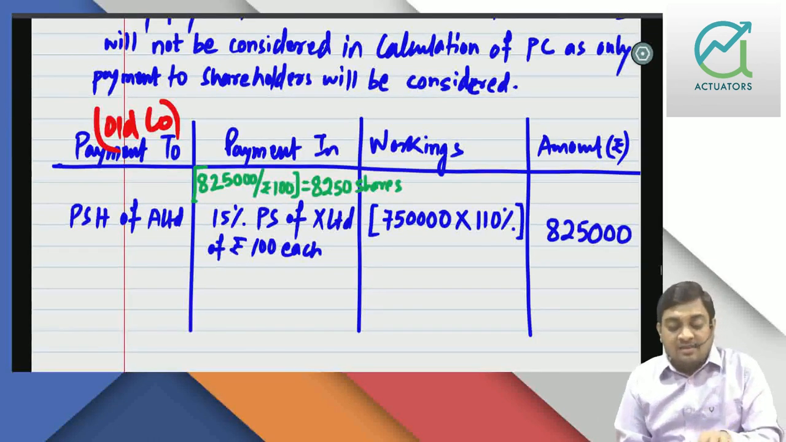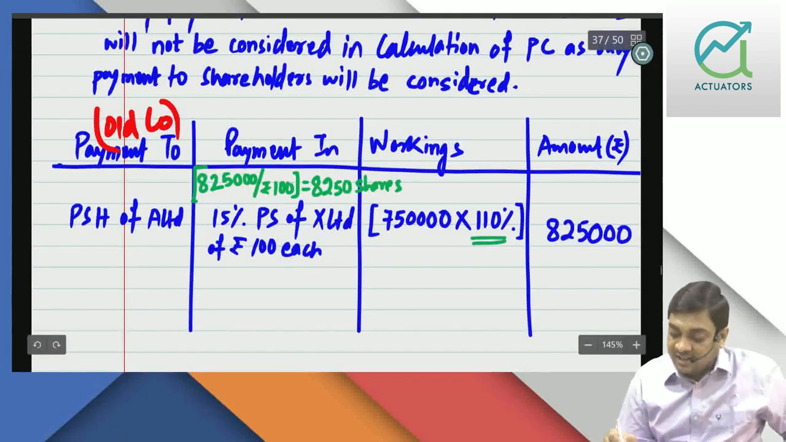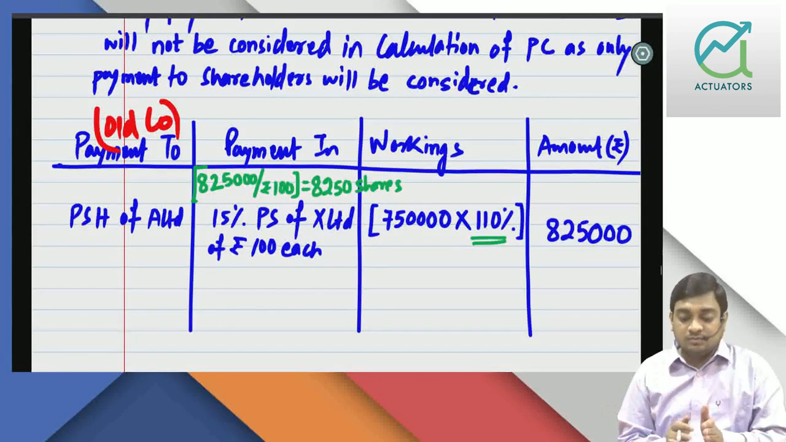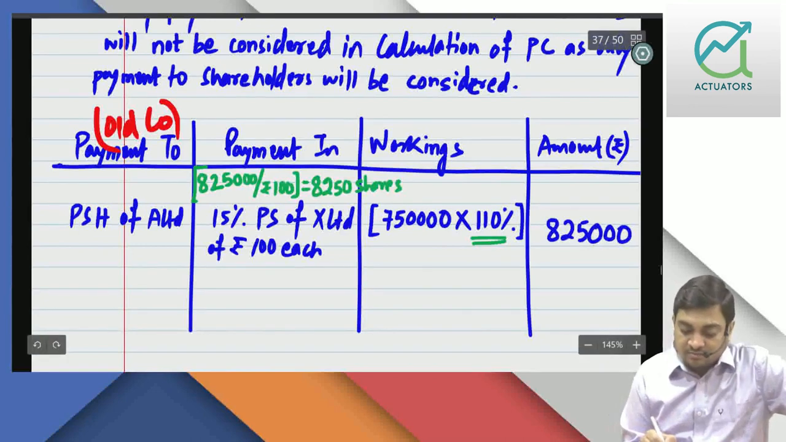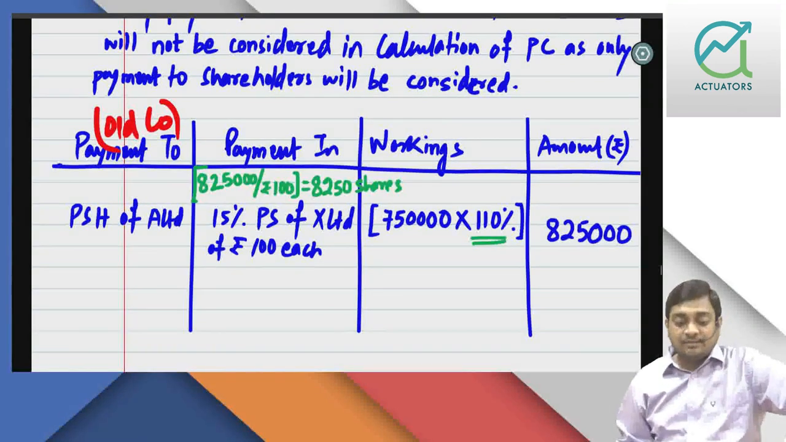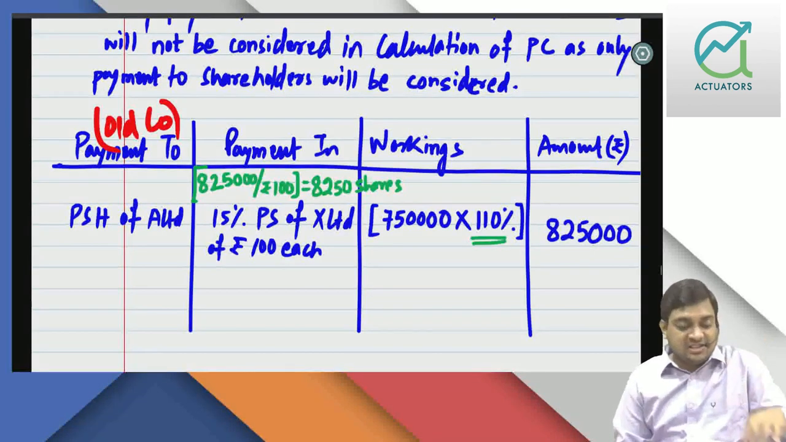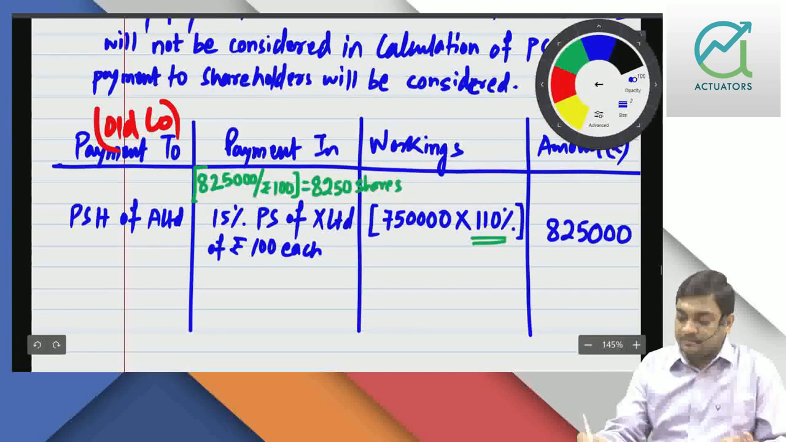First of all, I am giving you 10% more. That is clear. So how much am I giving you? 8 lakh 25. Now what am I giving you? My shares of 100 each. So accordingly you get that many shares. If I am paying you more, automatically you will get more of my shares. If I am giving you less, automatically you will get fewer shares. Right? Is that fine?